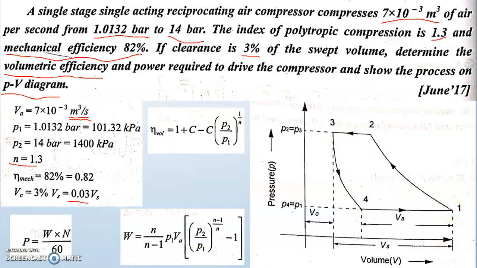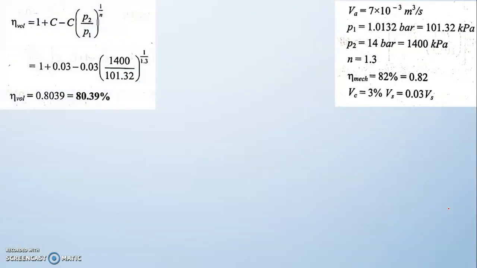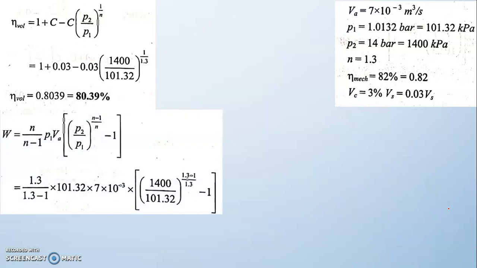Okay, we will go through the answers. These are the given data. First, we will calculate the clearance volume. We will substitute the value of C as it is given as 3% of the Vs, that is 0.03. So we will get the volumetric efficiency as 0.8. To convert it into percentage, multiply by 100. So we will get the value of volumetric efficiency as 80.39%.